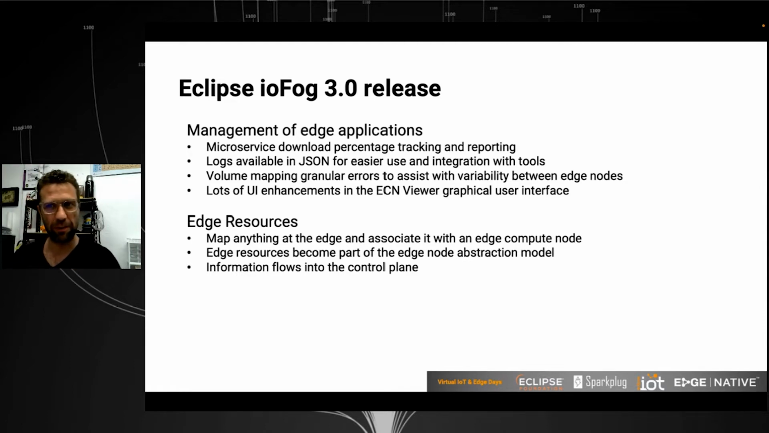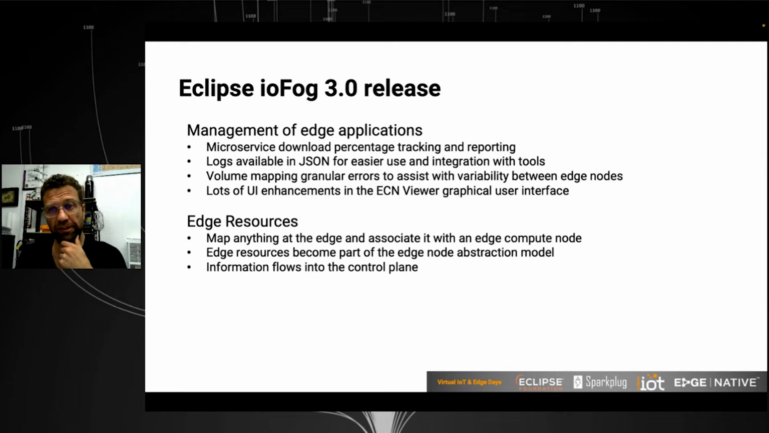Enhancement of management of edge applications. Now you can get a download percentage information for tracking and reporting when you push microservices to edge nodes. This is really helpful because if one of your edge nodes doesn't have super high connectivity, you might be wondering, is it there yet? Is it started yet? And although previously you could see that it was queued, pulling, and starting, now you can see that maybe it's taking a long time to pull and download, and you can track the percentage and know about when it might be ready.